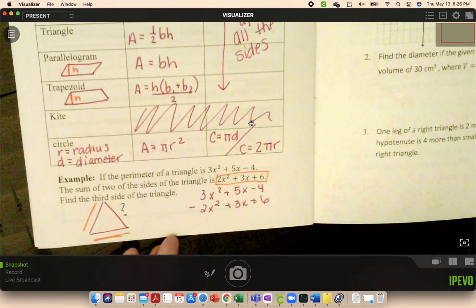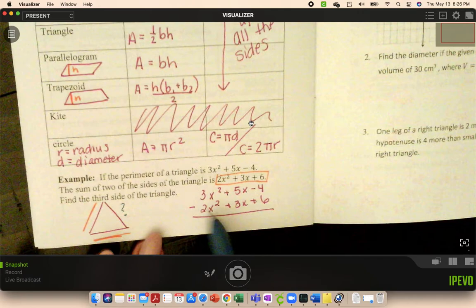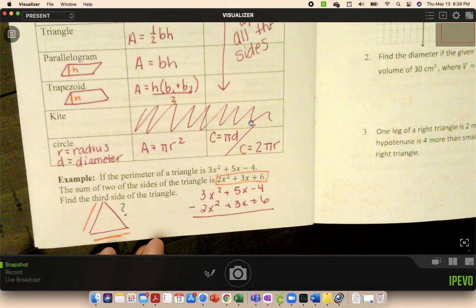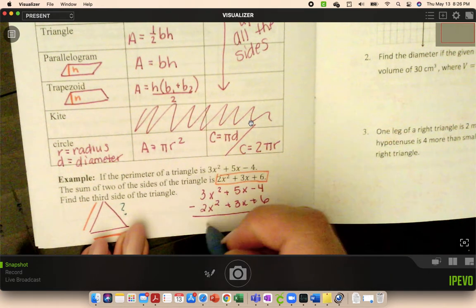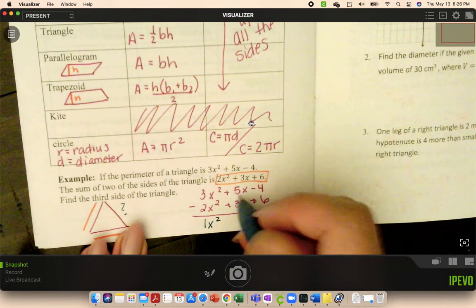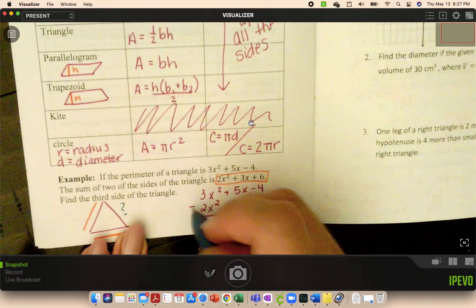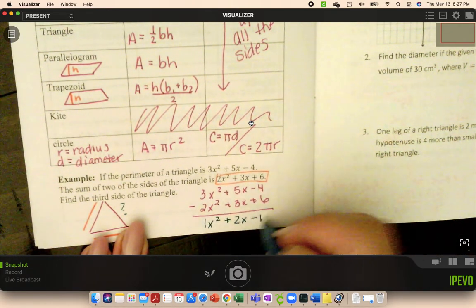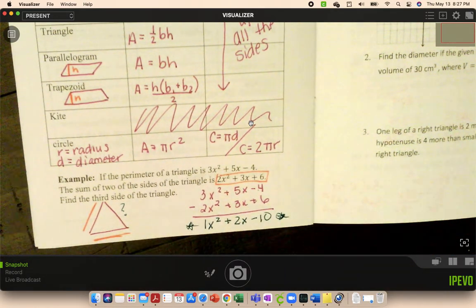And that's going to leave me with the remainder, which is going to be our missing side. So again, when we did adding and subtracting in our quadratic section, we deal with our coefficients up front only. 3 minus 2 is 1, so I have 1x squared. 5 minus 3 is going to be 2x, and negative 4 minus 6 is negative 10. And that is my answer. So it definitely looked a bit more overwhelming because of all of your exponents in the standard form, but it really was not that bad.